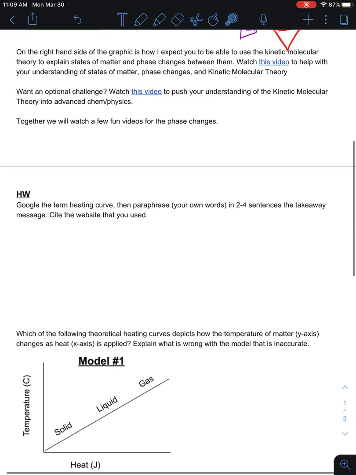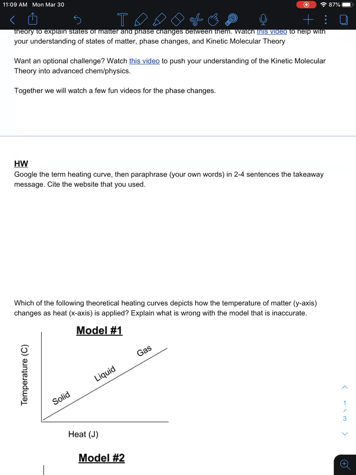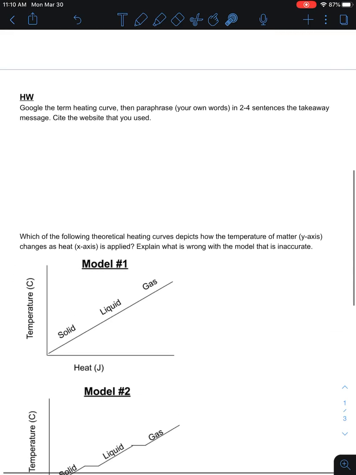I want to do this as a preview into the next section on heating curves. Google the term heating curve, then paraphrase, meaning your own words. You are not copying down word for word what someone else says. You're taking a few sentences from them, maybe a paragraph from them, and condensing that into 2 to 4 sentences of your own wording. Cite the website you used. Figure out how to cite. I don't care if you use MLA, APA, Chicago, but I want you to try citing them.